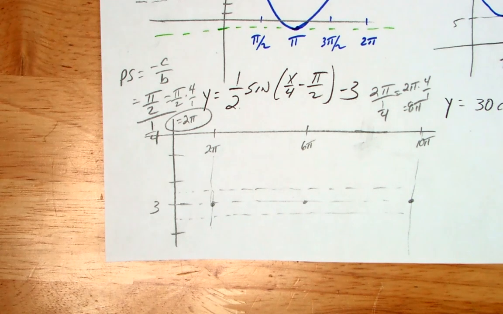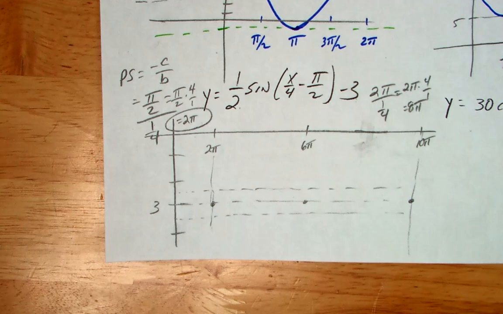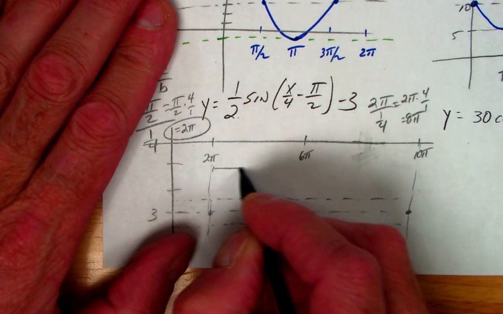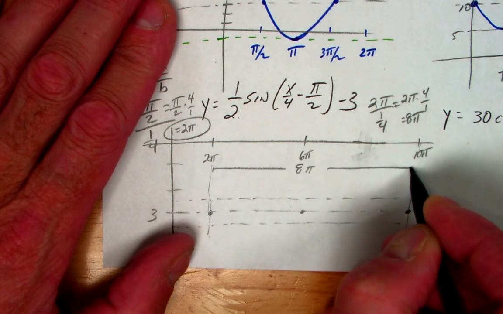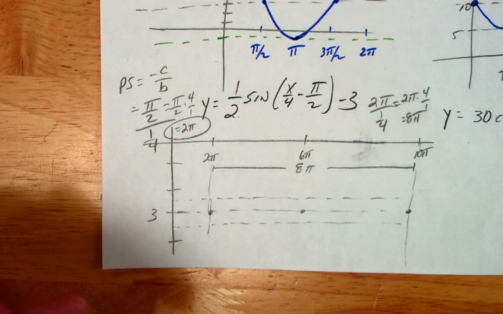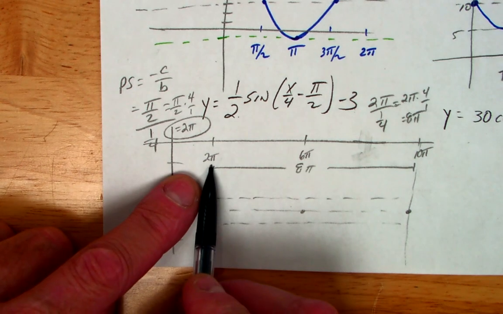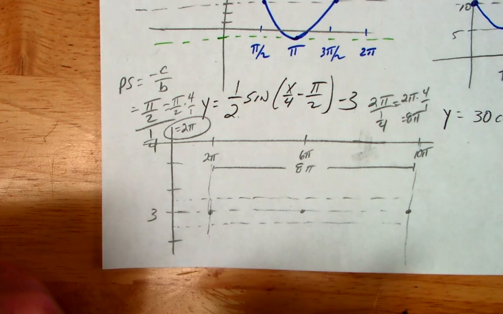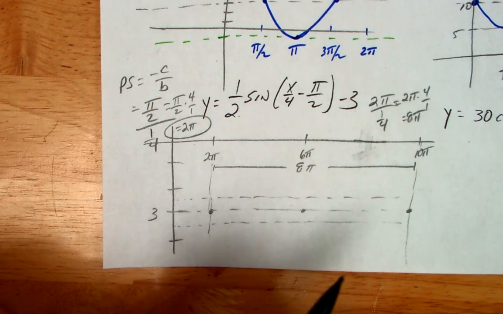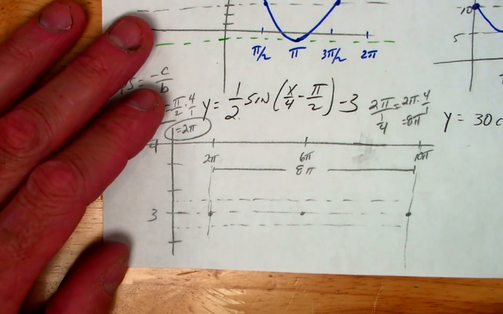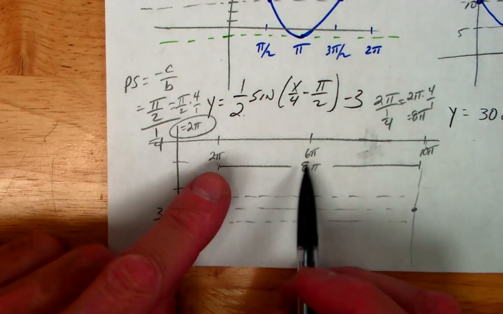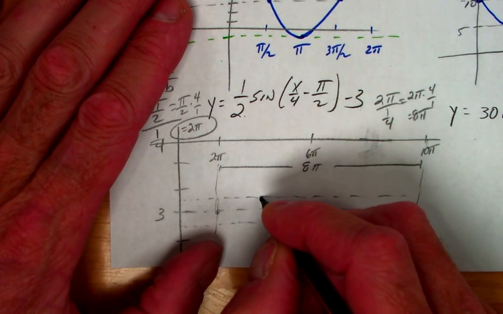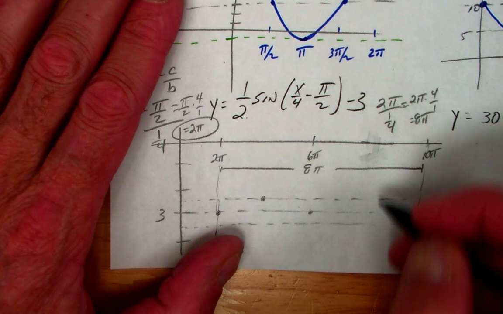Ooh, you guys can't see that very well, can you? So the 8 pi is just irrelevant? No, not necessarily. The 8 pi is the distance from here to here. That's my period. I found out my phase shift was 2 pi, and then we go over 8 pi, and we end up at 10 pi. Okay, so now halfway between 2 pi and 6 pi, 4 pi, we're going to end up top. At 8 pi, we're going to end up down here.